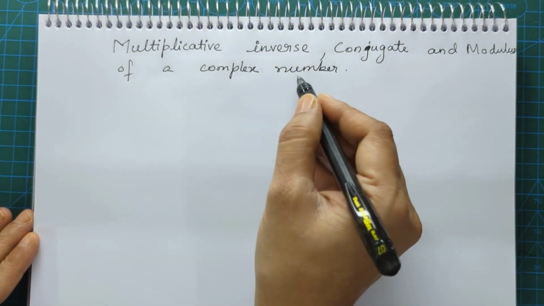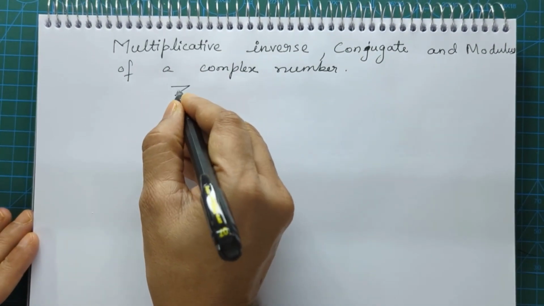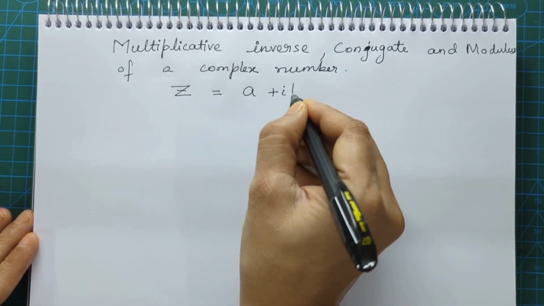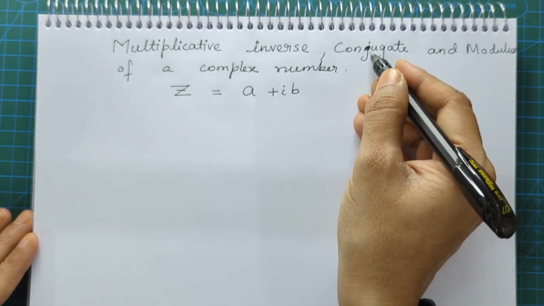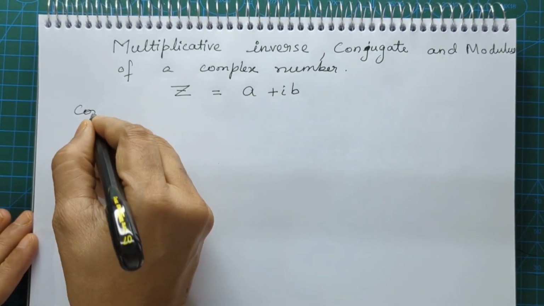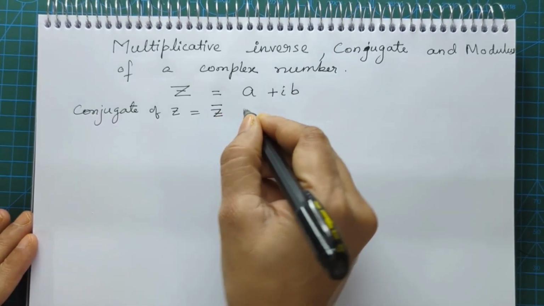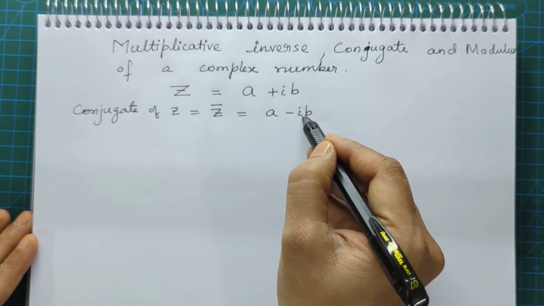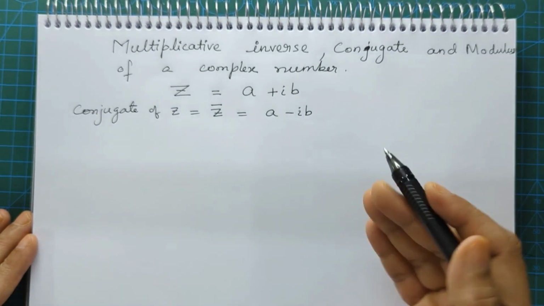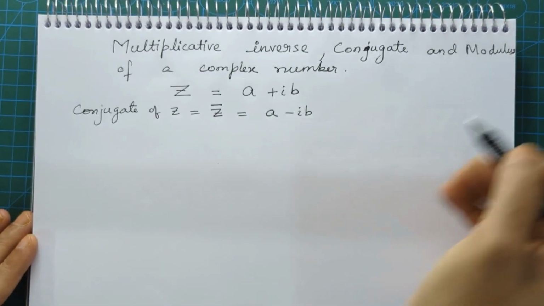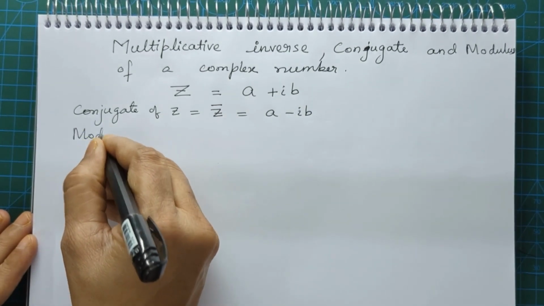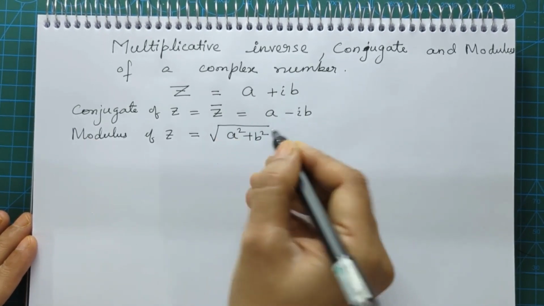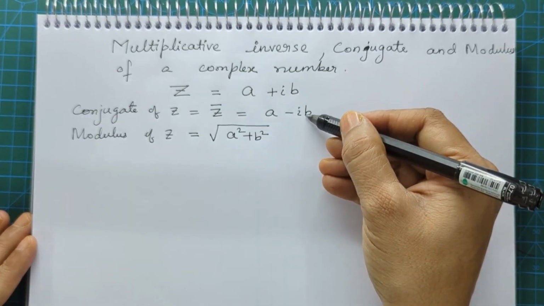First, what is the standard form or general form of a complex number? The general form of a complex number is z equals a plus ib. This is how we represent a complex number. The conjugate of this, z bar, is a minus ib. So a plus ib and a minus ib are conjugates of each other. Then what is the modulus of the complex number? It is the square root of a squared plus b squared. So, the complex number, its conjugate and its modulus.